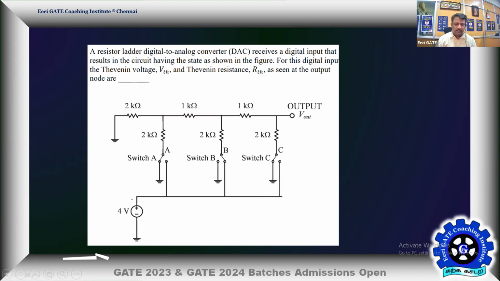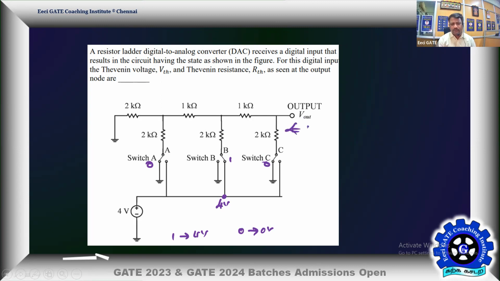Very simple. So digital logic is already given. So there is a data A, data B, data C. Data C is connected to ground, data A is connected to ground. That means it's a digital logic 0. This is a digital logic 0. This is a digital logic 1. So 1 means it is connected to the 4 volt. So logic 1 is analog 4 volt. Logic 0 means analog 0. That's how he played. So now for the given connection we are looking for VThevenin and RThevenin.